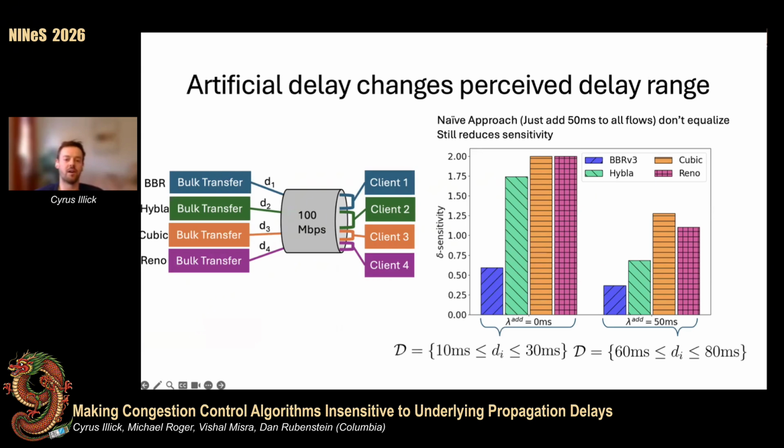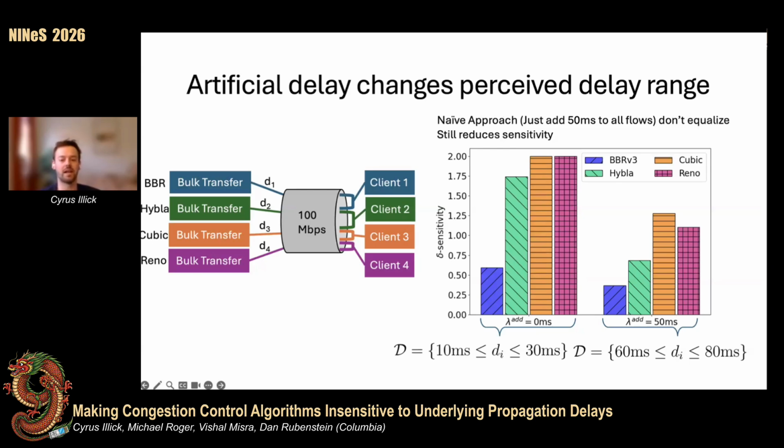So far, we have been discussing using artificial delay to equalize propagation delay between competing flows. The benefit of this solution is that it removes the negative impact of sensitivity that occurs in the natural range of propagation delays that a flow operates in. We can reduce sensitivity in even simpler ways by using artificial delay to just change or reduce the possible range of delays. For example, in this figure, we are comparing the sensitivity of 4 competing flows utilizing 4 different CCAs when their propagation delay range is between 10 and 30 milliseconds, and when we add 50 milliseconds of fixed artificial delay to all flows, regardless of what their natural propagation delays are, to inflate the effective range of propagation delays to being between 60 and 80 milliseconds.